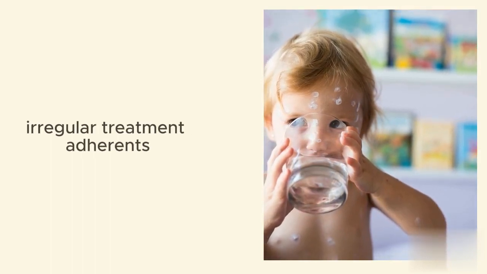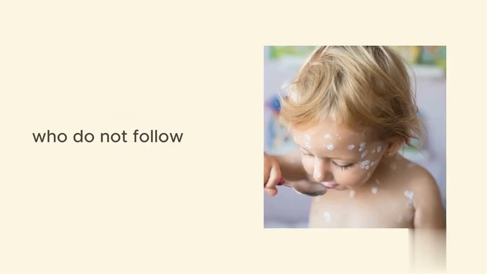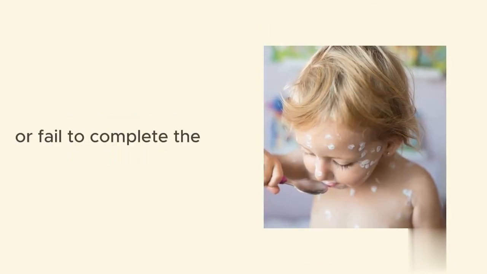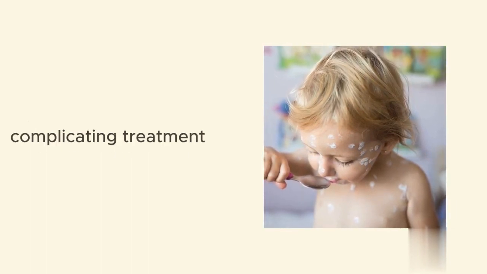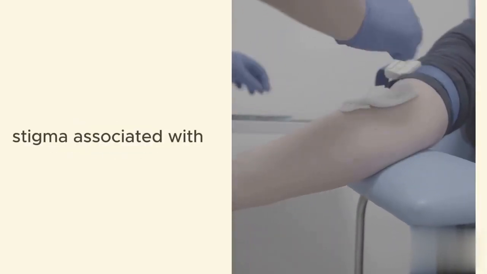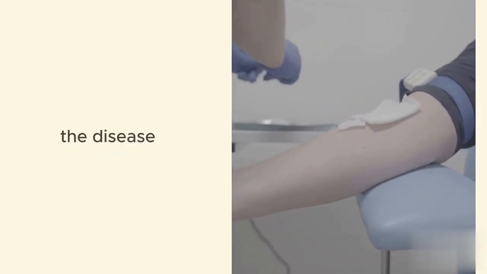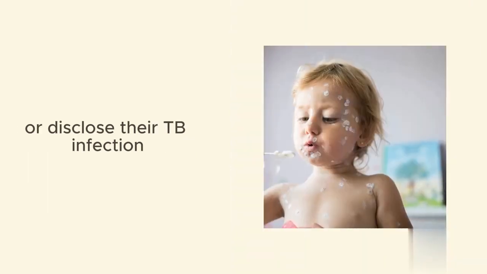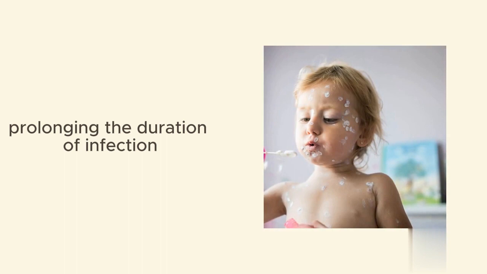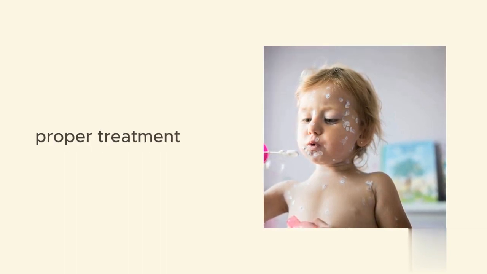Irregular treatment adherence. TB patients who do not follow treatment regularly or fail to complete the entire drug regimen can increase the risk of bacterial resistance to drugs, complicating treatment and further spreading the infection. Stigma and discrimination. Stigma associated with the disease can make individuals reluctant to seek help or disclose their TB infection, prolonging the duration of infection spread without proper treatment.